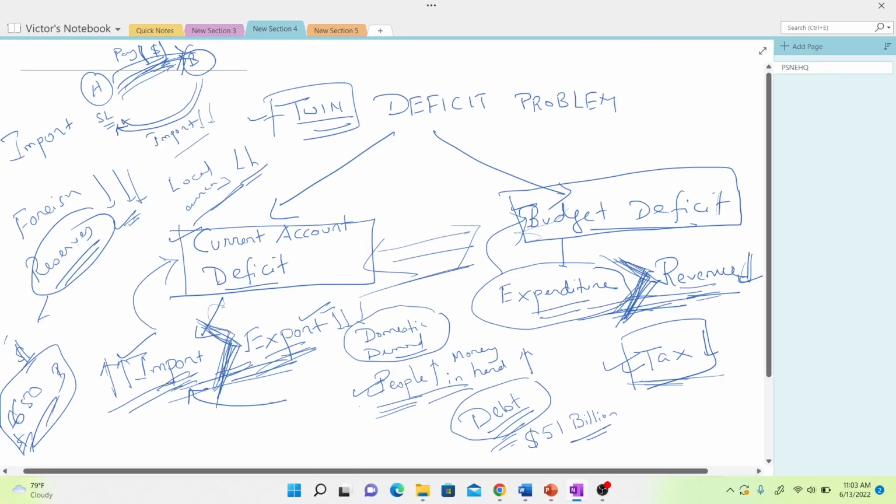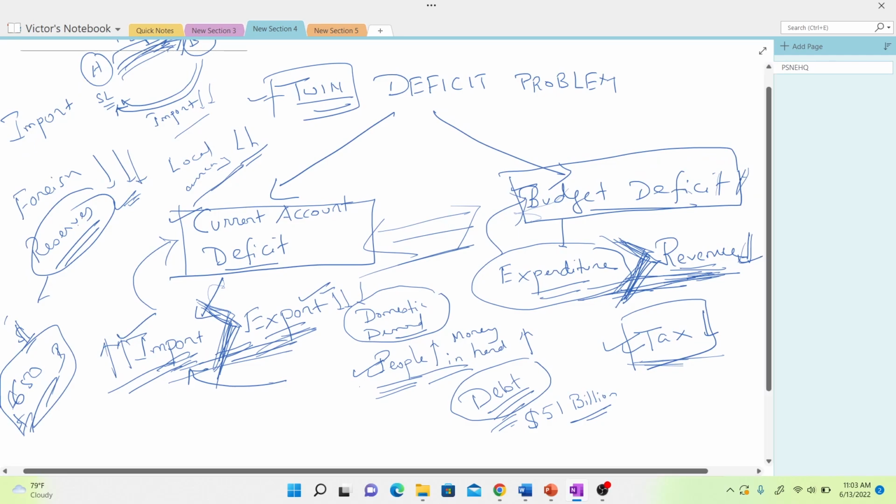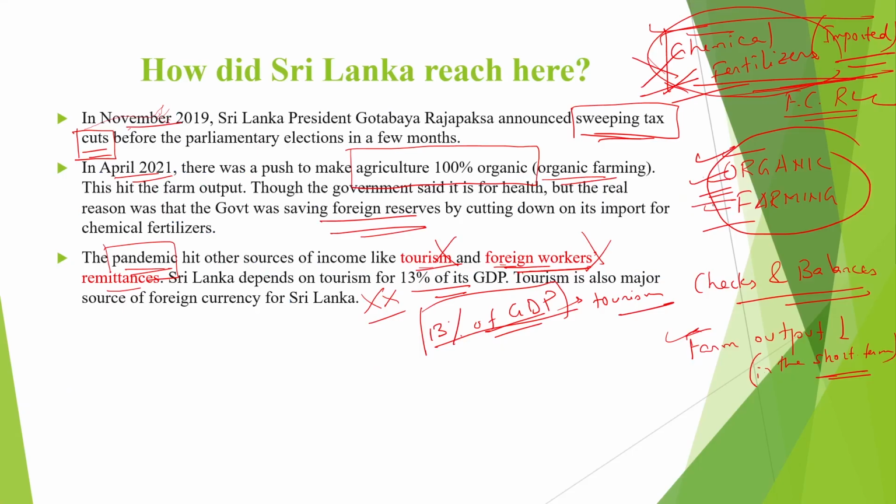Now, again, what did it do? It impacted revenue hugely. Revenue hugely impacted means, again, the budget deficit started soaring up.